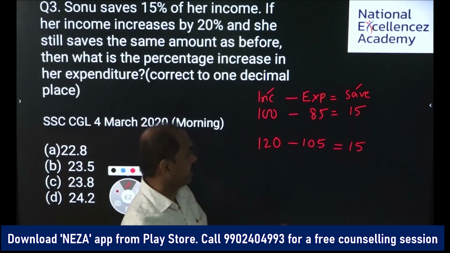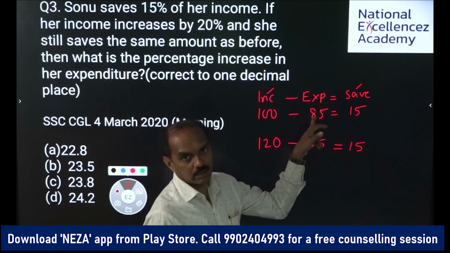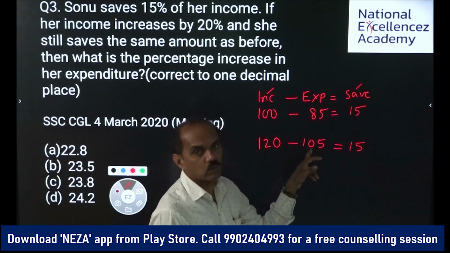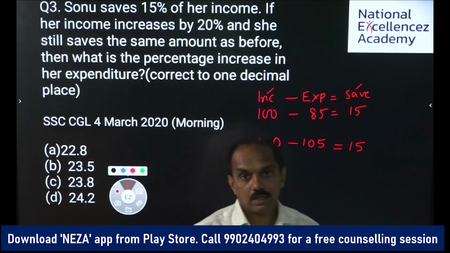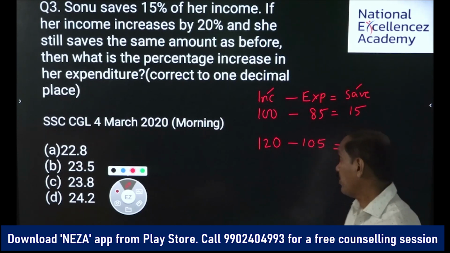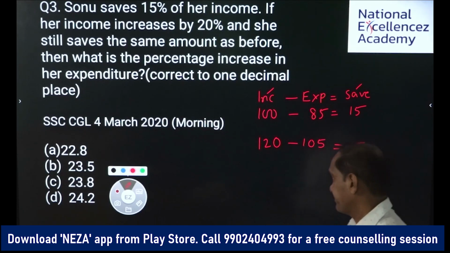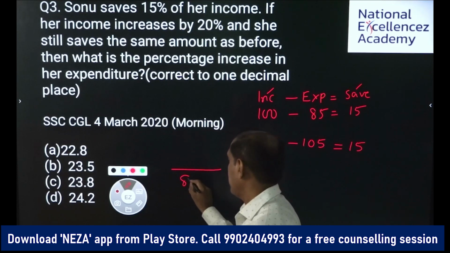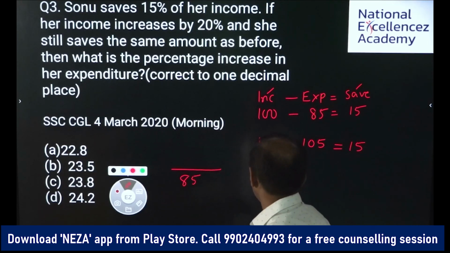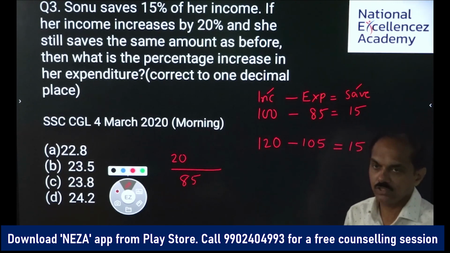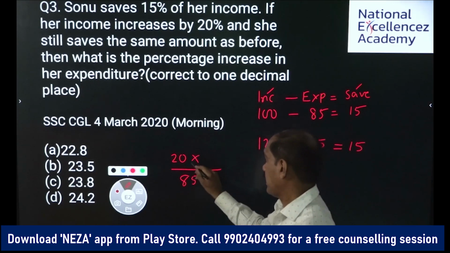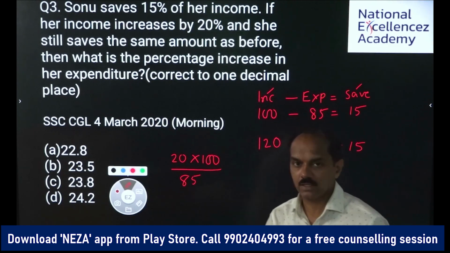Now coming to the expenditure part, earlier her expenditure was 85 rupees, now it is 105, meaning the expenditure has increased. How much? 20 rupees. For every 85 rupees, the increase in the expenditure is 20 rupees. For every 100, how much? This will give you the final answer.